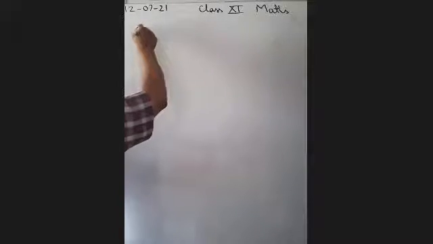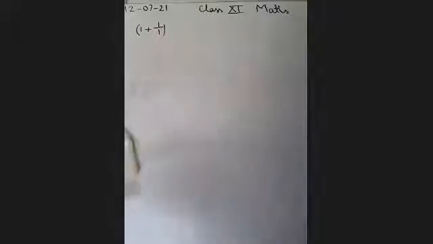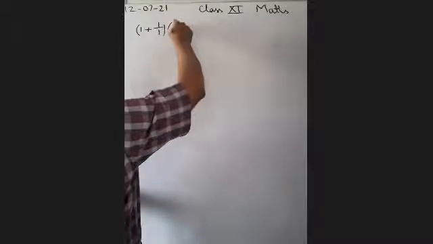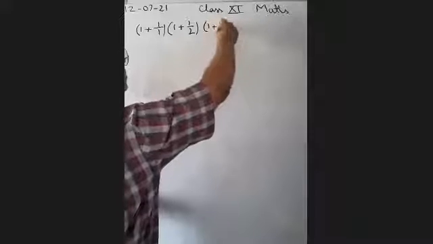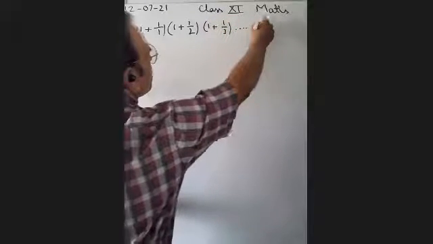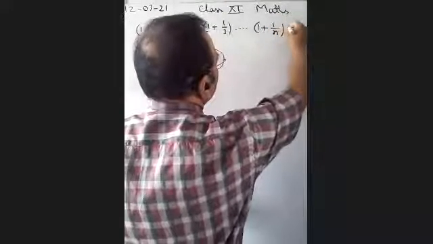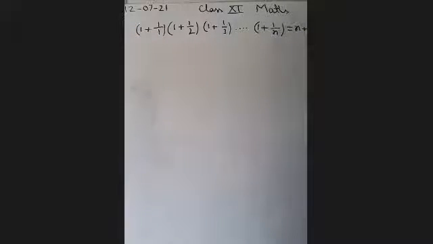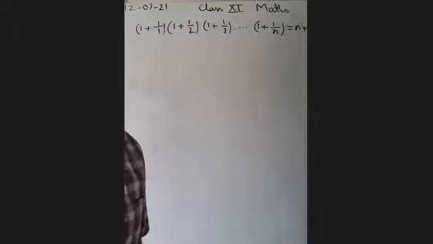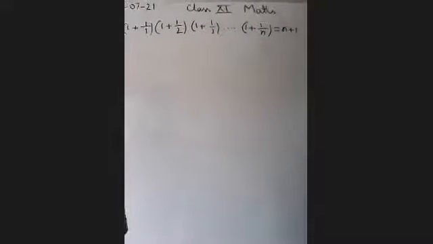1 plus 1 upon 1, 1 plus 1 upon 1. Similarly, 1 plus 1 upon 2, 1 plus 1 upon 3, and so on, 1 plus 1 upon n equal to n plus 1. ठीक है. These terms are written in the product. The product of these terms is equal to n plus 1, which we have to prove.